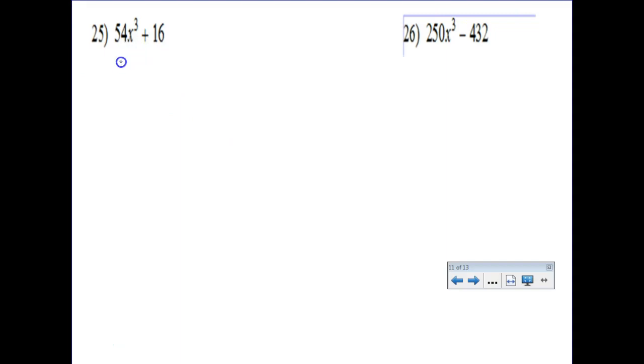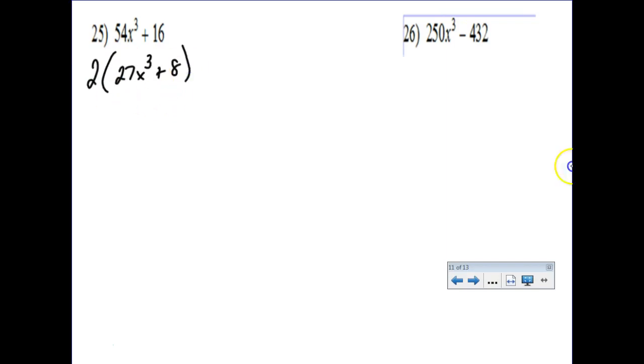These are both divisible by 16, isn't it? Let me do a little check in here. Nope, this is 2, I guess. Oh, bummer. All right, take a 2 out. If you took a 2 out of that, you still have a 27x to the third plus an 8.